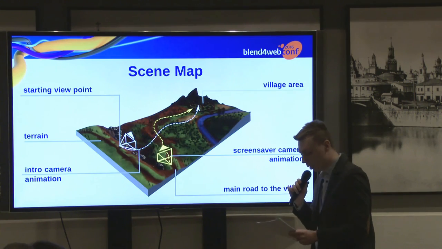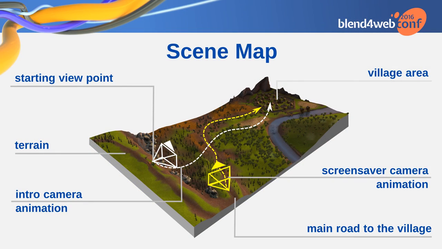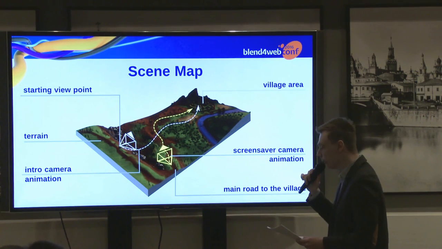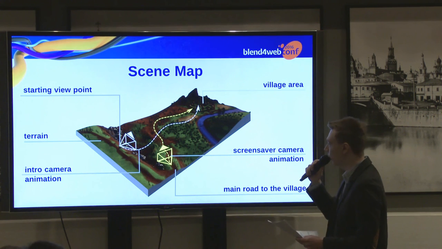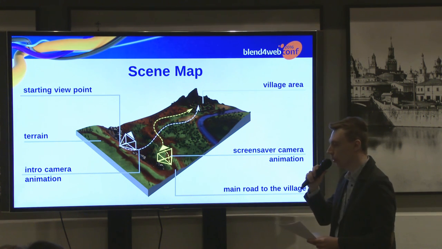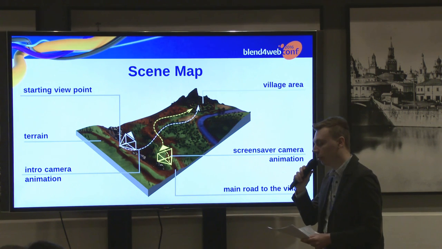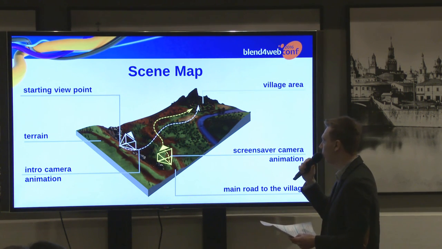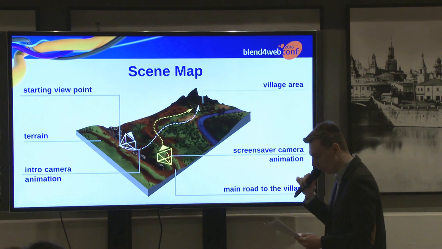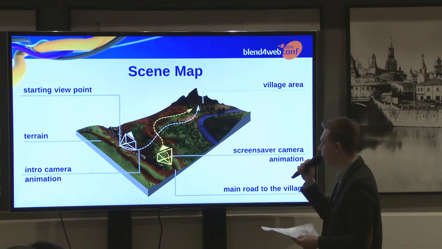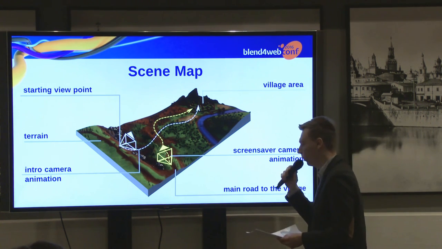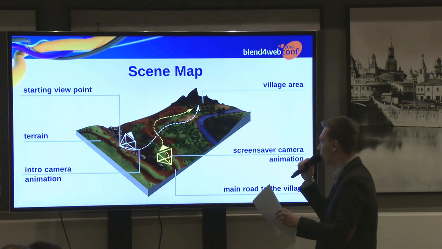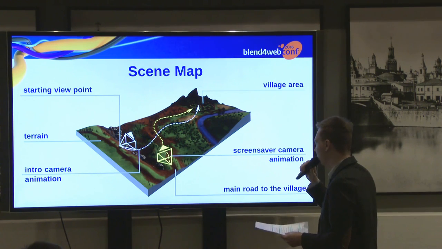Next slide. Here you can see a map of the scene where the main action takes place. Here you can see a starting viewpoint. It's a very important part of the scene because the user will see this part when he first loads the application. Also, here you can see two cameras. One camera, colored yellow, was used to make the action for the screensaver, and the second camera is made for the main scene of interest, and it moves from the hill to the village between trees and so on.